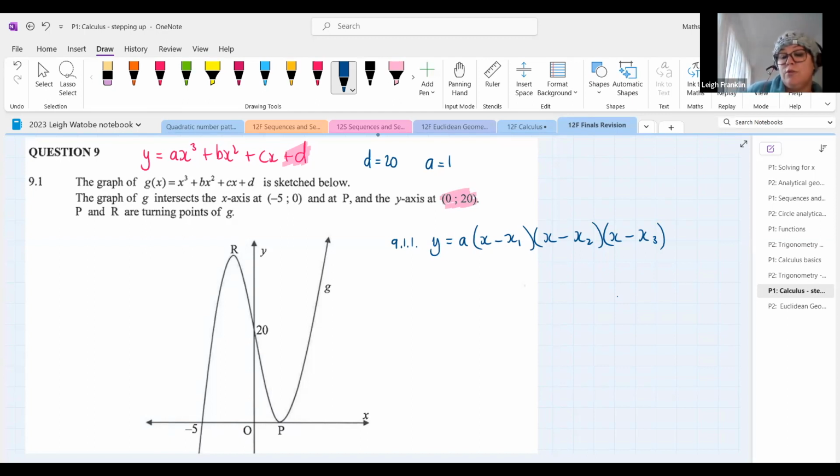I've got 2 roots. And one of my roots is also a turning point. So how can I modify what I've written in 9.1.1 to suit the situation I see in front of me? In other words, what do I do when I have an x-intercept that's also a turning point and I want to write root form? What do I do?